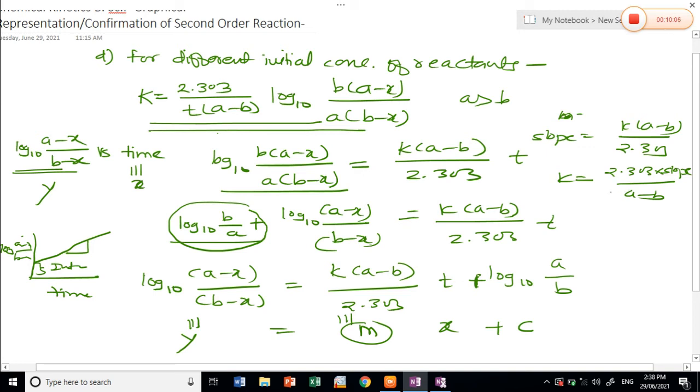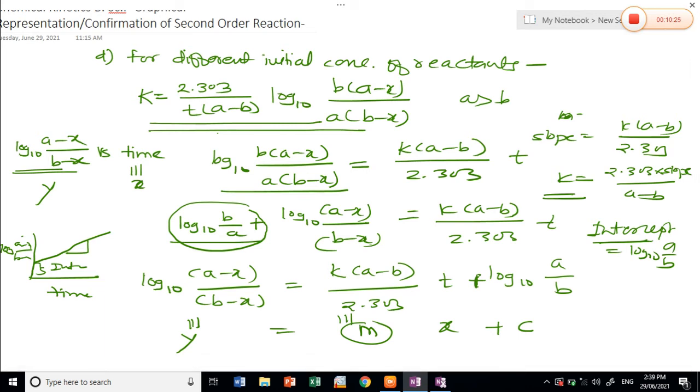And intercept is equal to log to the base 10 a upon b. So this is intercept and this is k. So this confirms the second order reaction. I hope all of you have understood clearly the graphical representation of second order reaction.